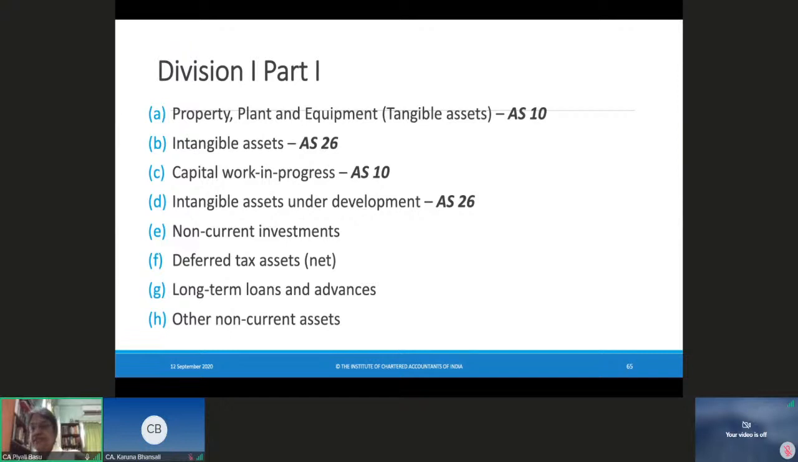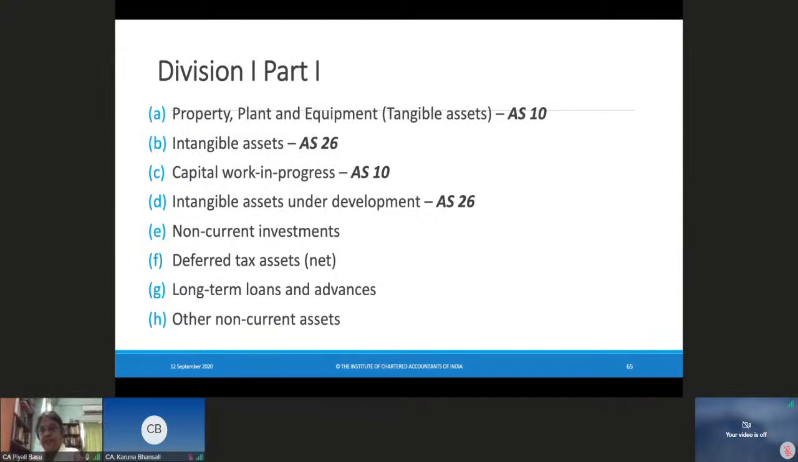Similarly, capital advances: if some capital work is going on and we have given some advances to the vendor, that will be considered capital in nature. Then advances to related parties, giving their details. A related party could be another company from whom we are purchasing materials and things like that. If we have provided an advance that is long-term in nature, that needs to be disclosed.